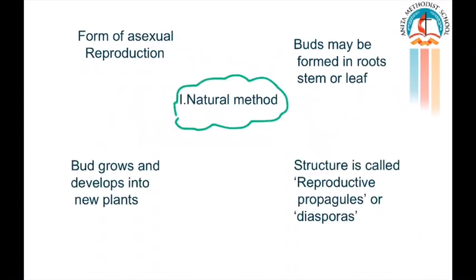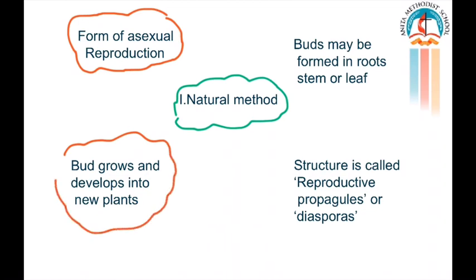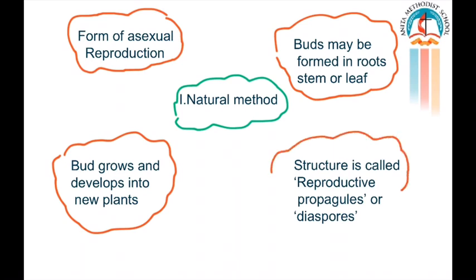Now, the natural method is a form of asexual reproduction. Here, the bud grows and develops into new plants. The buds may be formed in roots, stem, or leaf. The structure is called reproductive propagules or diaspores. Let's watch the video and learn more about the natural method of reproduction in plants.